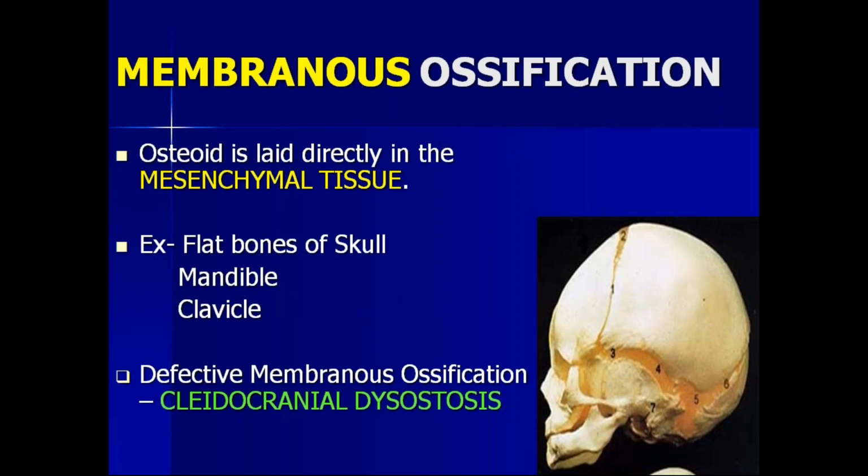As I told you, in membranous ossification, osteoid or the bone is directly laid on the mesenchymal tissue, like the flat bones of the skull, mandible, and clavicle. Any problem in membranous ossification will cause cleidocranial dysostosis. Cleido is clavicle, cranial is skull bones, dysostosis is a derangement in the normal ossification. So cleidocranial dysostosis is a fault in membranous ossification. You can get that as an entrance bit.